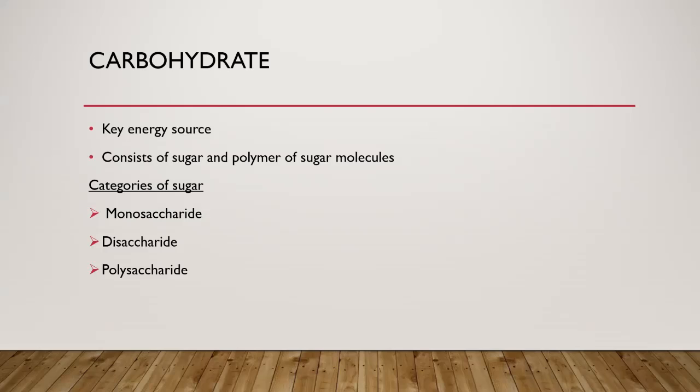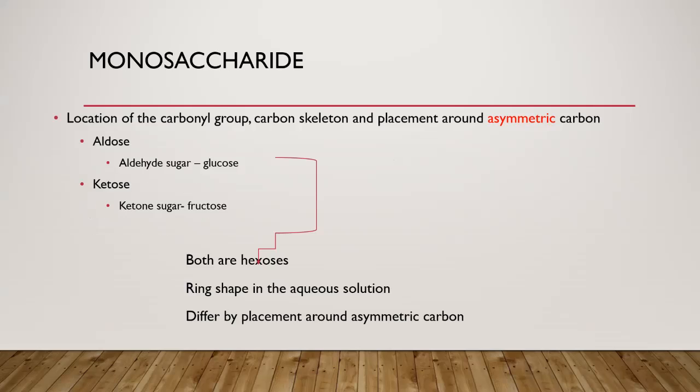So now, let's dive in deeply. Monosaccharide. Monosaccharide is the simplest carbohydrate. It is also known as simple sugar. Sugars are classified based on the carbonyl group, the carbon skeleton, and the placement around the asymmetric carbon. An asymmetric carbon is a carbon that is surrounded by four different atoms or groups of atoms.